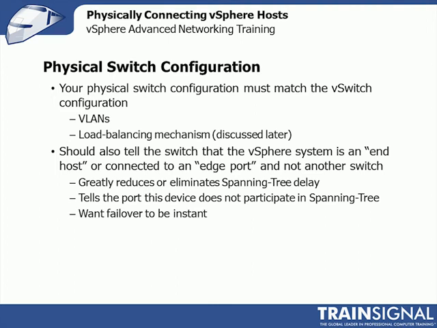So you also need to worry about your physical switch configuration. And this isn't too complicated. It's just some best practice recommendations. So your physical switch configuration must match the vSwitch configuration, obviously. You need to be trunking the same VLANs. You need to be using the same load balance mechanism on both sides. If you don't, things aren't going to work.